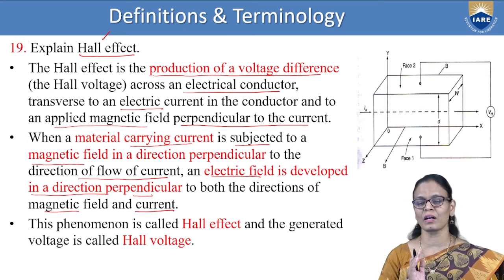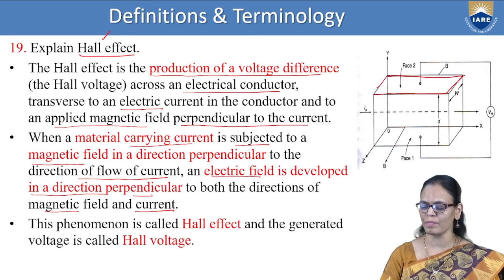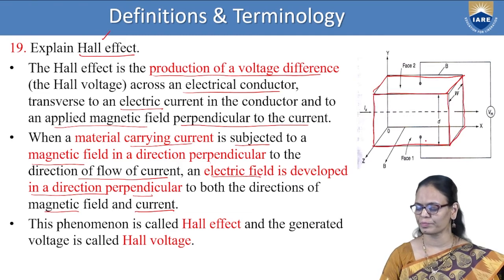To understand, we will understand it part by part. So we are taking a specimen or a material through which current can pass. So this block you see here is the conducting material we are taking. So when a material through which current flows, this is the direction of flow of current along the y-axis.